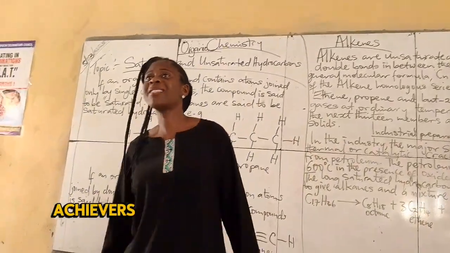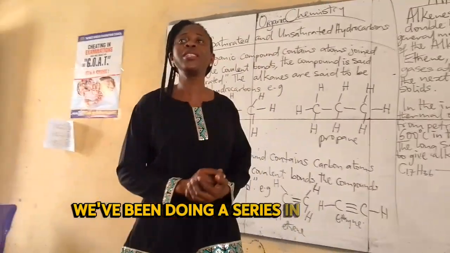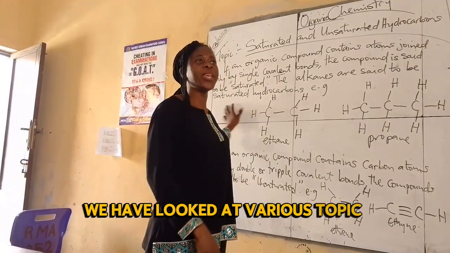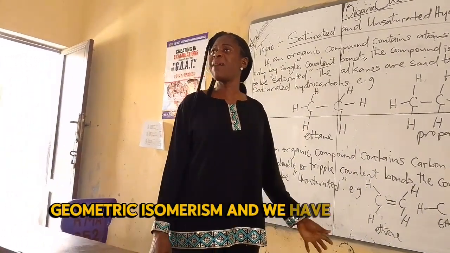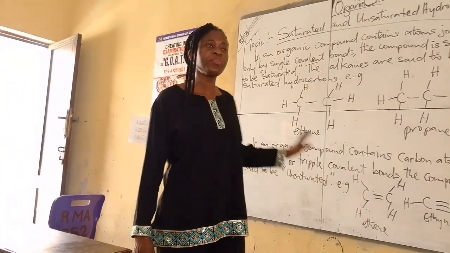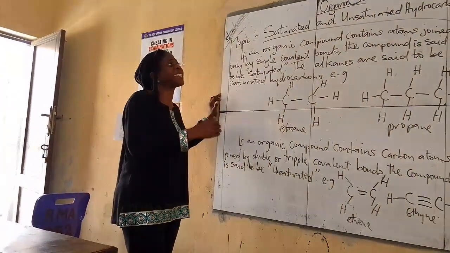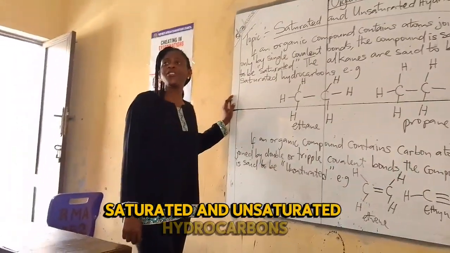Again, Achievers Consult, where science is made easy. We've been doing a series in Organic Chemistry 1. We have looked at various topics, isomerism, geometric isomerism, and we have looked at unsaturated hydrocarbons. Today we want to specifically look at saturated and unsaturated hydrocarbons.